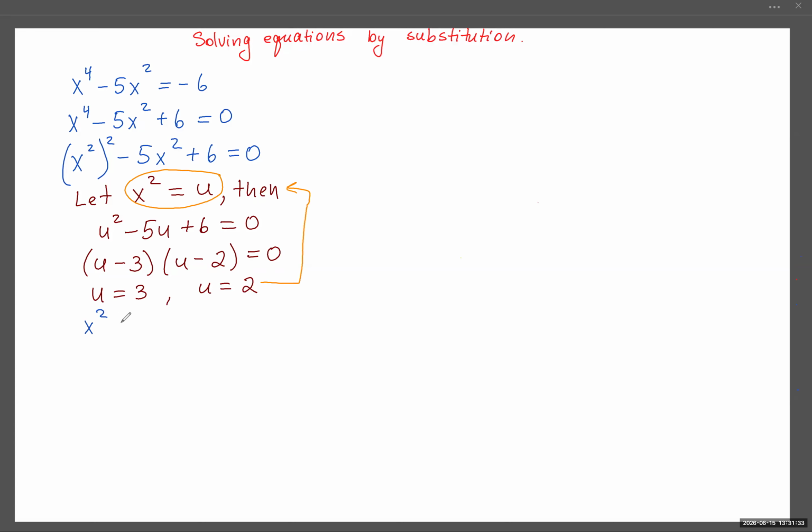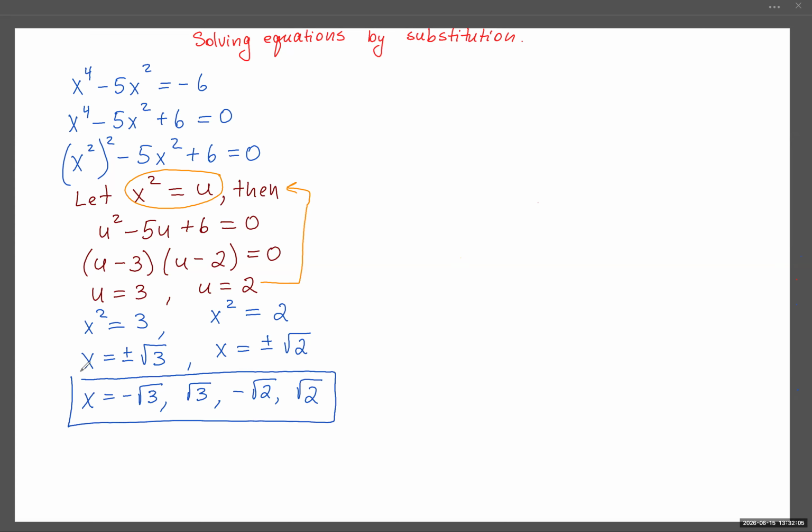So x squared is either 3 or x squared is 2, which means that if we take the square root of both sides, then x equals plus or minus the square root of 3, or x equals plus or minus the square root of 2. Usually this is plenty, but if you want to write it in the line form, that's negative square root of 3, positive square root of 3, negative square root of 2, and positive square root of 2. That's the 4 answers that x can be in that equation.